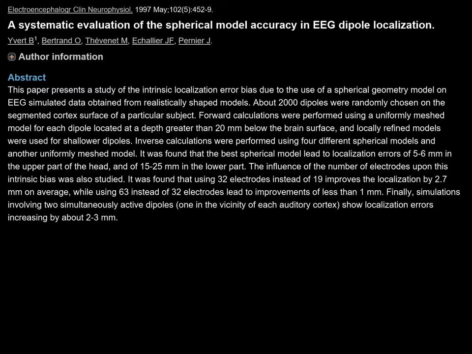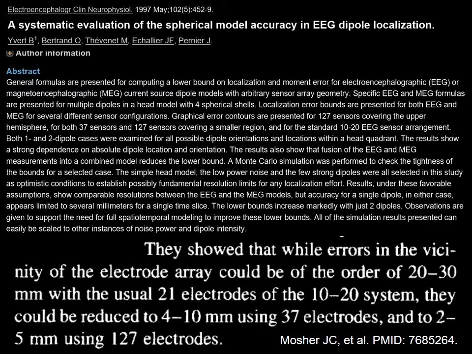In the same paper, Evert et al. quoted a paper by Mosher. I have enlarged the conclusions arrived by Evert about the paper written by Mosher looking at error in the vicinity of the electrode array. As you can see by reading the enlarged paragraph below, the conclusion is much different. I will summarize it in the following frames.